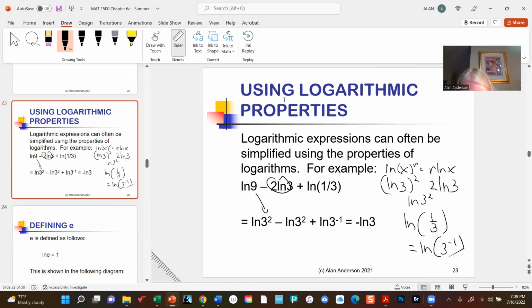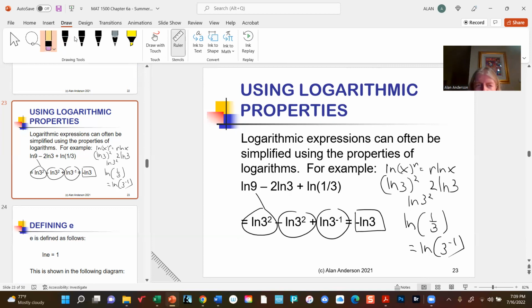Now, that isn't really absolutely necessary because you can see here that these two actually cancel each other out. Let me get rid of that. Yeah, those two cancel each other out. And so you're just left with 3 to the minus 1, or you can rewrite that as negative log 3. Okay, so you're done. I think you'll agree that negative log 3 is a lot neater and easier to work with than all of this.